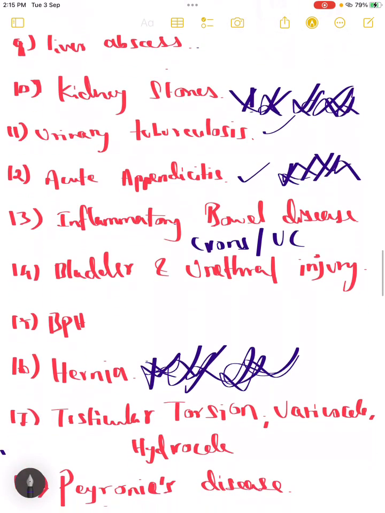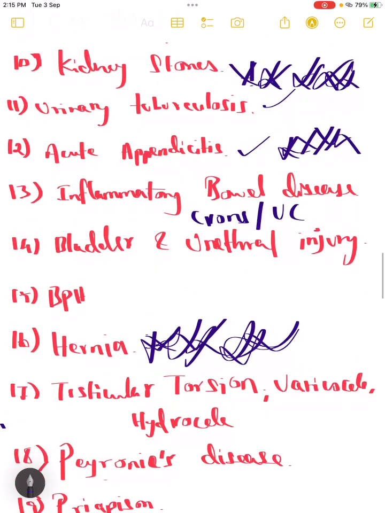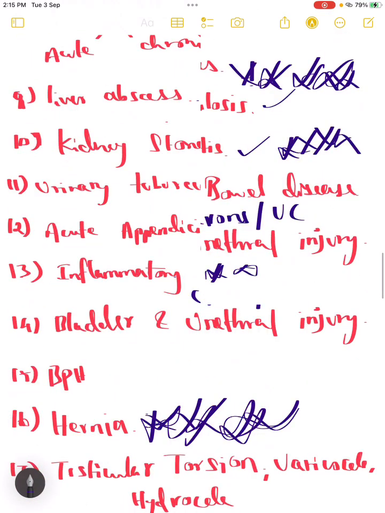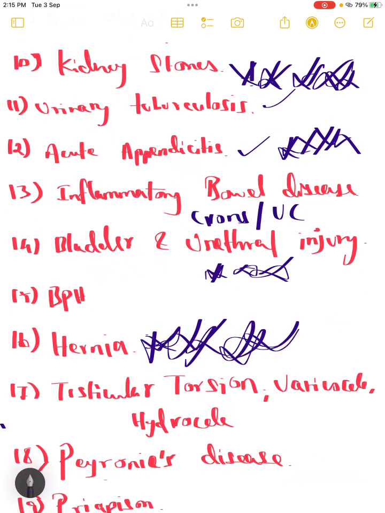Then bladder and urethral injury, definitely this is also again a 20-star question. Many questions will come from adult surgery. If we take the bladder, there will be extraperitoneal and intraperitoneal injury. If we take the urethra, there will be anterior and posterior urethra, like bulbar and penile urethra. So study about that too.